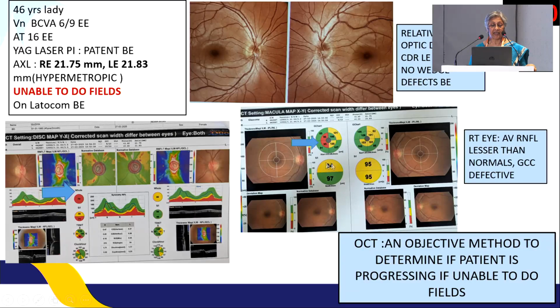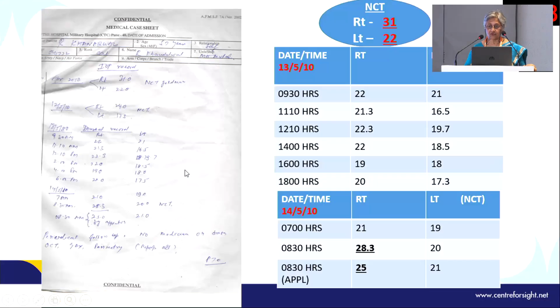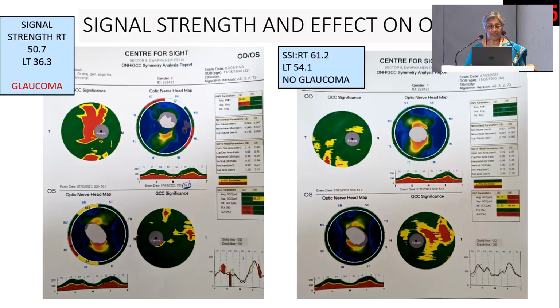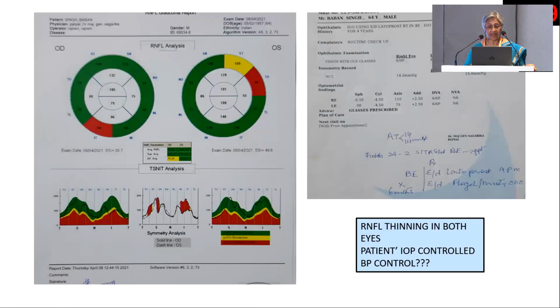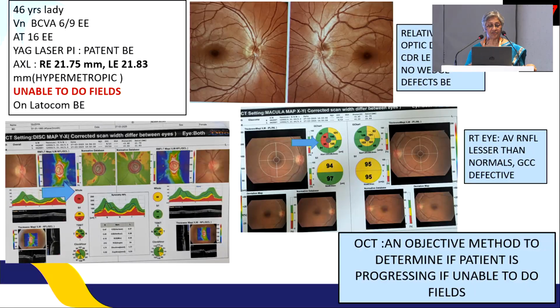The OCT which I'm now showing you is not of the RTVue, but of the newer OCT which we have just got, the NIDEK OCT. We find that the right eye is showing definite thinning, only 71 microns RNFL in comparison to the left eye. And also the GCC, which I've marked with the blue arrow, is telling us that there is a definite diagnosis of glaucoma in the right eye.